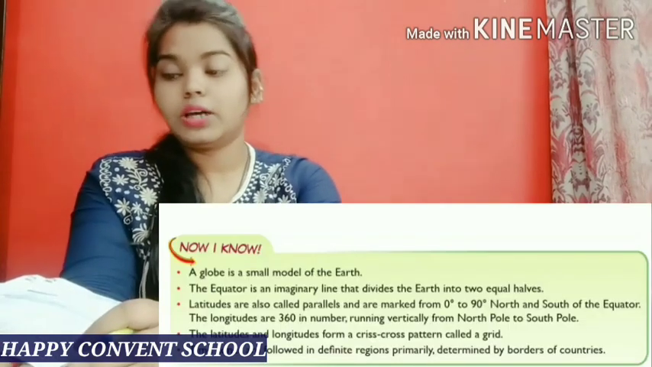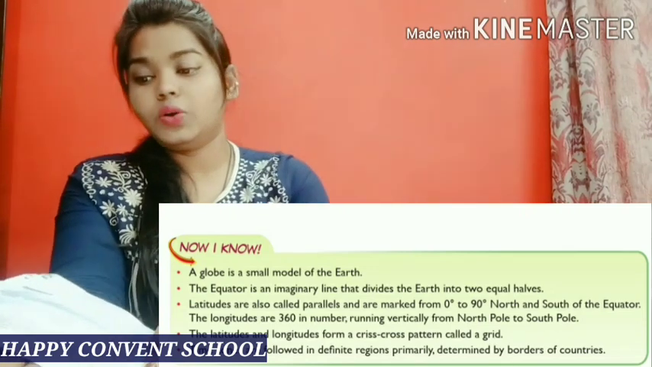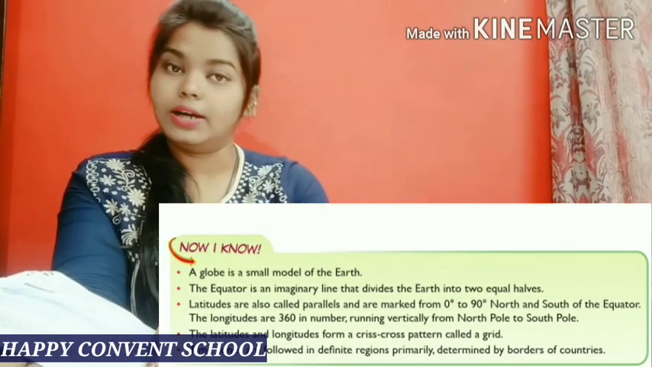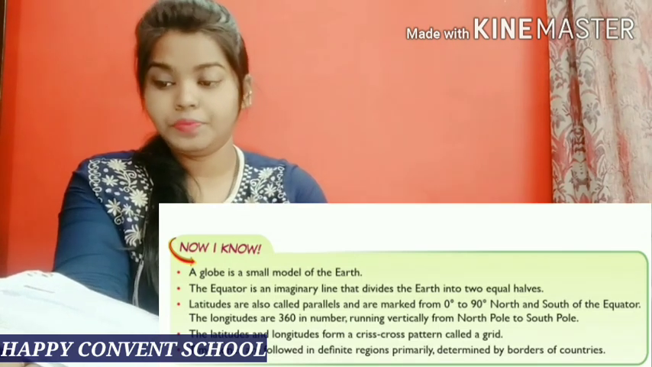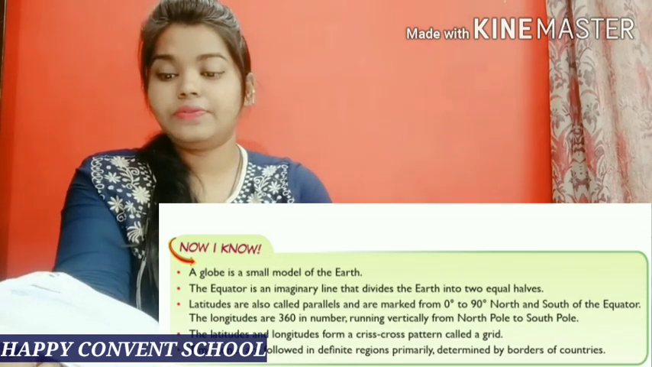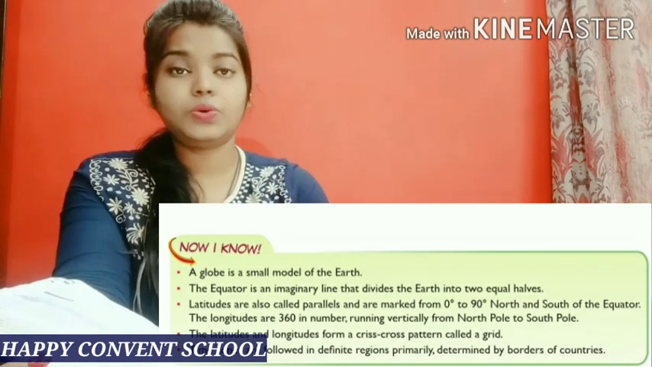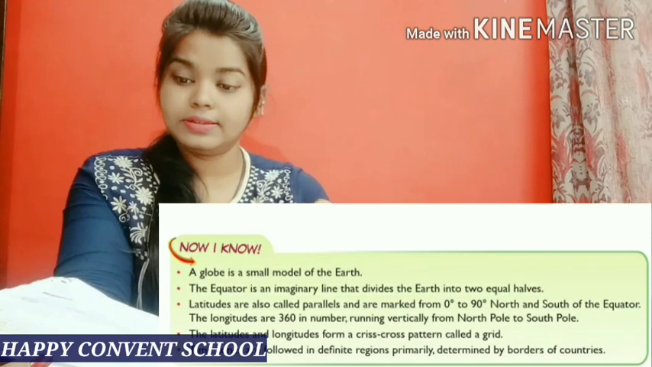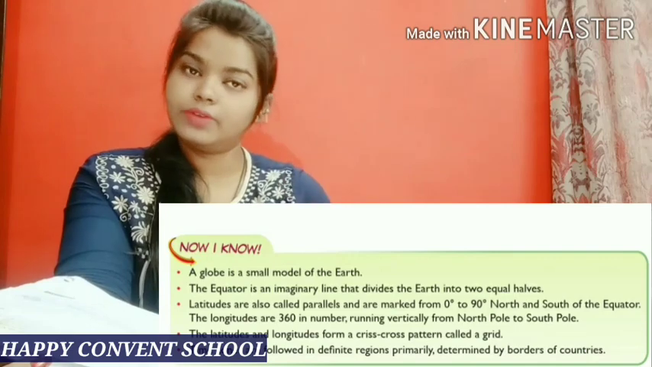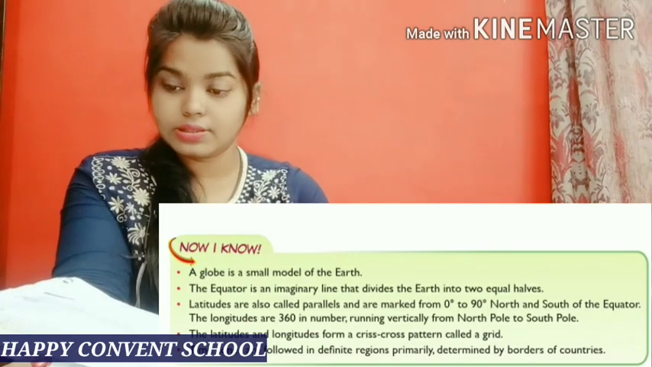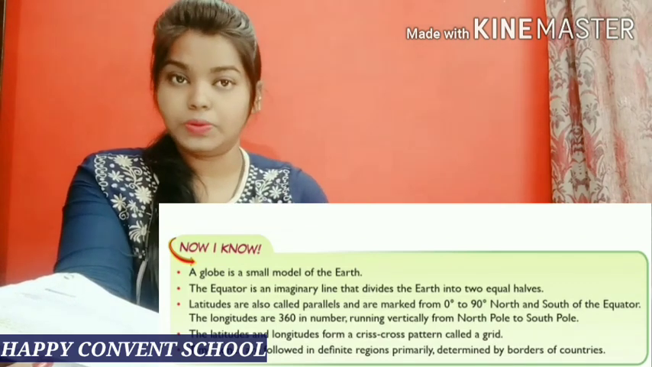Okay, so now we will go through the main points of this chapter once again. So a globe is a small model of the earth. So we all know this, right? So what is a globe? It is a small model of earth. The equator is an imaginary line that divides the earth into two equal halves. Latitudes are also called parallels. Okay, and they are marked 0 degree to 90 degree north and south of the equator. Longitudes are 360 in number and they run vertically from the north pole to the south pole.